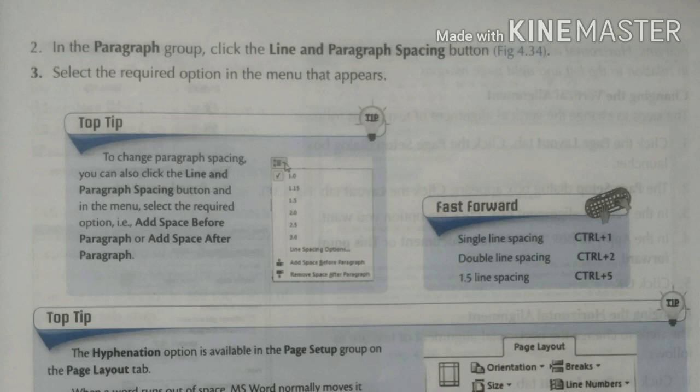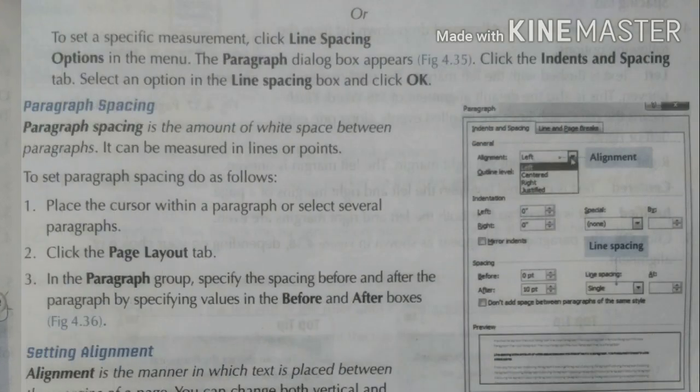Next is paragraph spacing. Paragraph spacing is the amount of white space between the paragraphs. Line spacing is among the lines, paragraph spacing is among the paragraphs. So from one paragraph, how much distance is the second paragraph? That is called the paragraph spacing, and steps are given here, you can just go through.